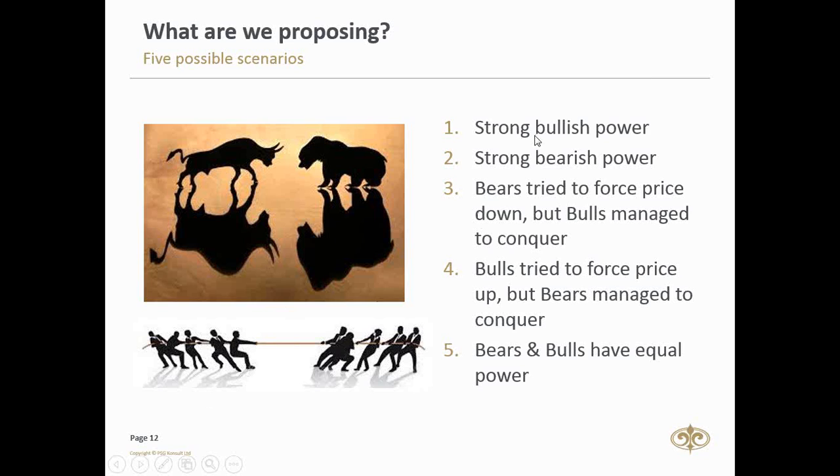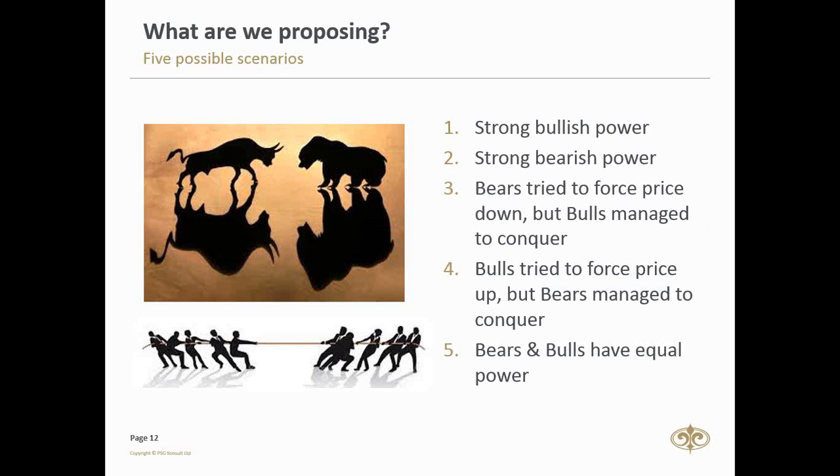So there's 5 scenarios. Either we have a strong bullish power, bulls are in control, or number 2, we have strong bearish power, the bears are in control, there's more sellers. Or we have a scenario where the bears have tried to push the price down, but the bulls have managed to push back. So imagine this tug of war, this rope going backwards and forwards, but the bulls managed to conquer, so they recover. Or we have a scenario where the bulls try to force the price up, but there's obviously more bears, and at the end of the day, they won. In the 5th scenario, we have a bit of a tug of war. We're right in the middle. The bulls and bears have equal power, so that little rag right in the middle is not moving either way. So equal power. That's the 5 possible scenarios we're talking about.